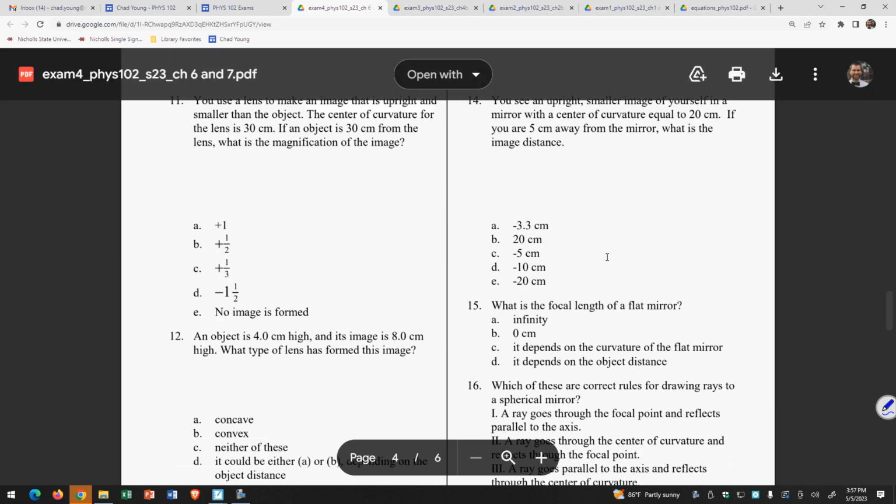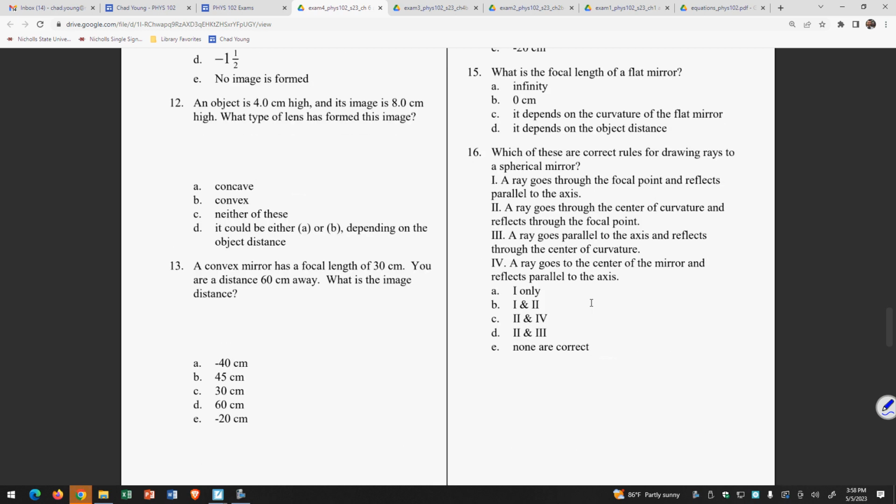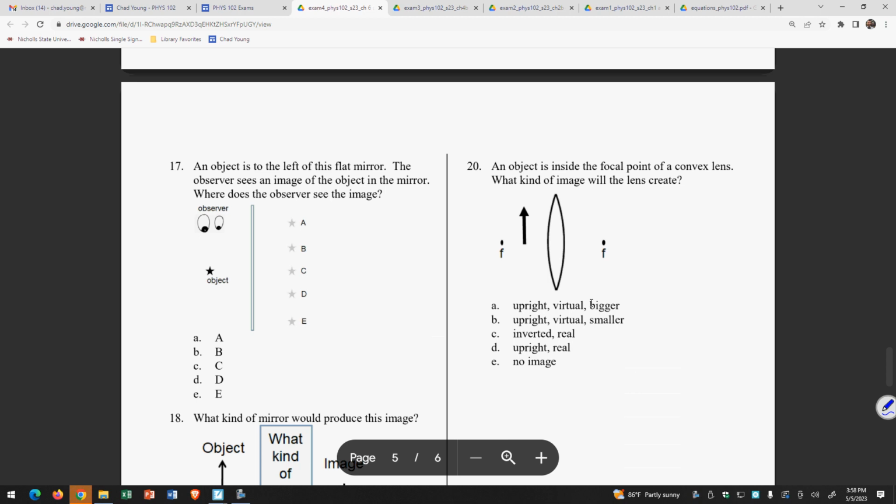Make sure you can calculate F, P, and Q. Make sure you know those different types of images that are formed. That comes up a bunch in this exam. So it's probably going to be important for 4 or 5 of the questions from this exam. There are 10 total. You know how to draw your rules.